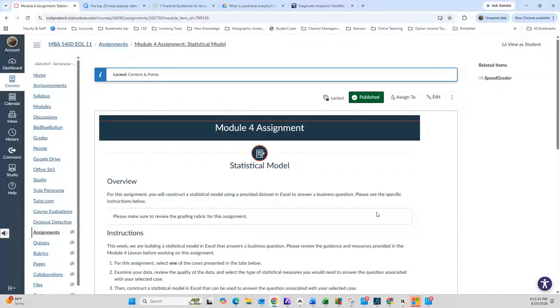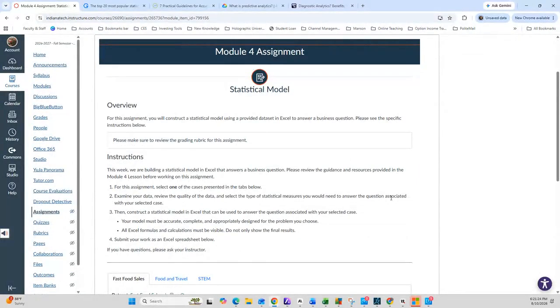All right, and then we have the module 4 assignment. So statistical model. So the overview says for this assignment, you will construct a statistical model using a provided data set in Excel to answer a business question. Please see the specific instructions below. So it says, in this week, we are building a statistical model in Excel that answers a business question. Please review the guidance and resources provided in the Module 4 lesson before working on the assignment.